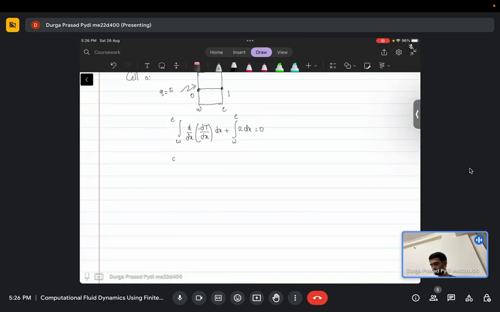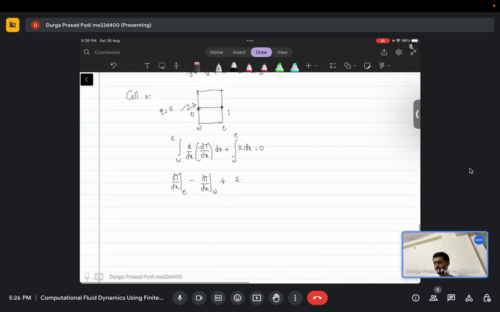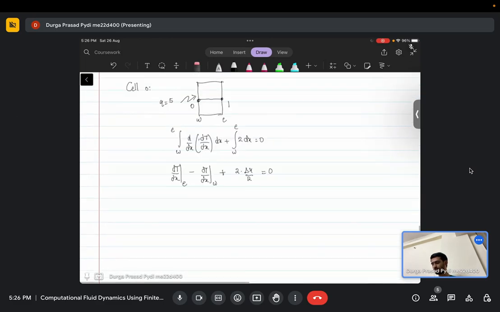So here dt/dx on the east face minus dt/dx on the west face plus 2 into the volume. Previously it used to be a full cell, so it would be delta x, but now we just have half cell, delta x by 2, equals 0. Now for the east face it is again straightforward.